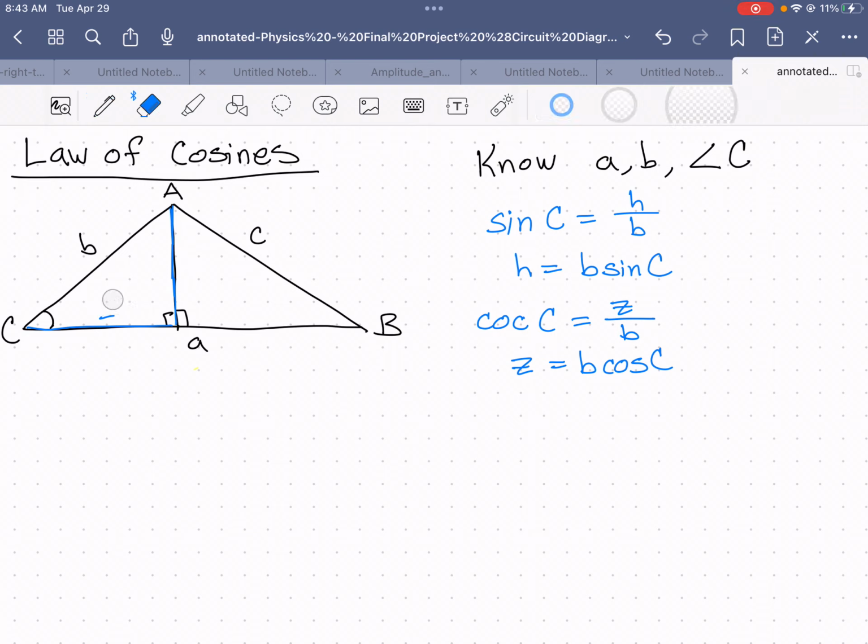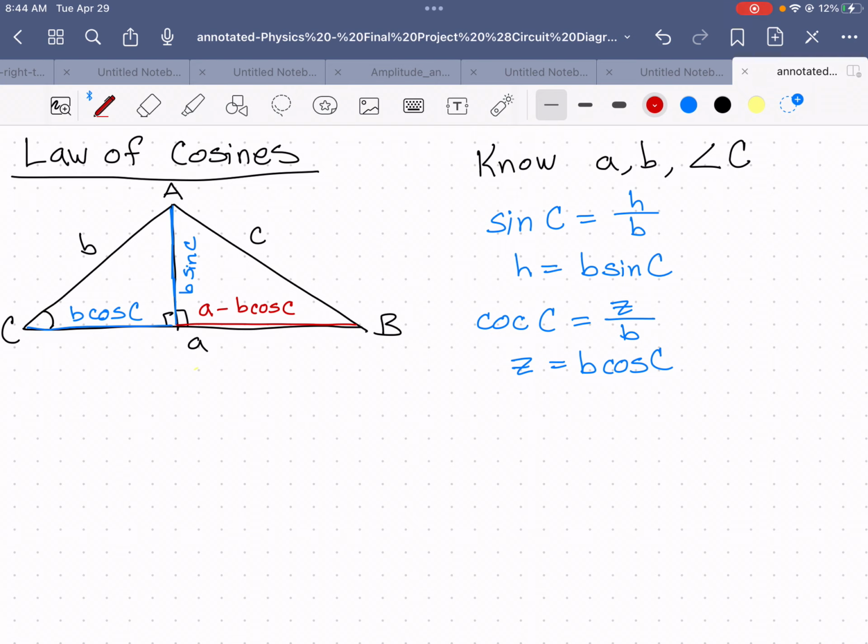So let me write these in. I'm just going to erase this H and this Z, and I'm going to actually write their values. I'm going to say this vertical is equal to B sine C, and this horizontal here is equal to B cosine C. So now if I want to know this length right here, I know that that length is equal to that total A minus B cosine of C. And now I can start to look at this other triangle over here, the one on the right-hand side of the vertical. Or maybe I'll look at this entire triangle and ask, what do I know about this whole triangle?